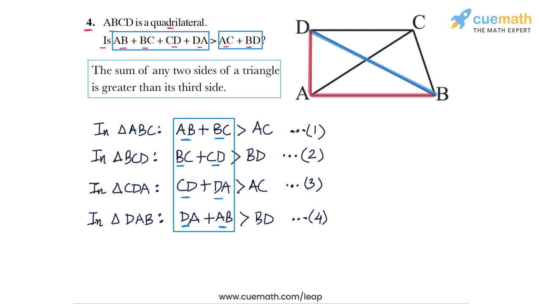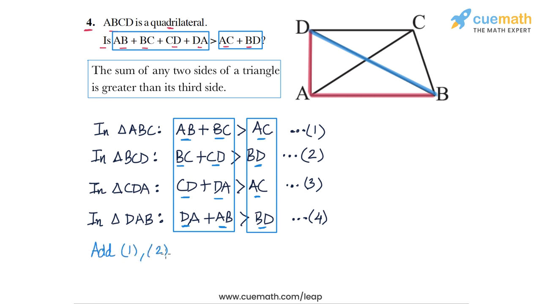And similarly, if we look at the terms on the right side, we have these four terms, which are basically the diagonals being repeated twice. So we have AC and AC, and we have BD and BD. So this should give you a hint on what we should do next. So what should we do next? Well, we should simply add the four inequalities.